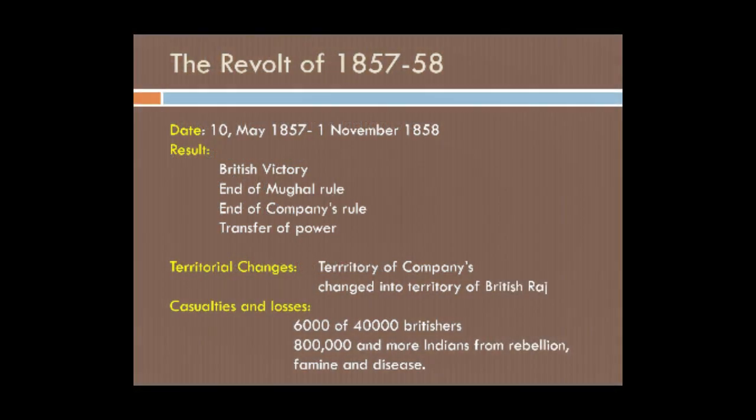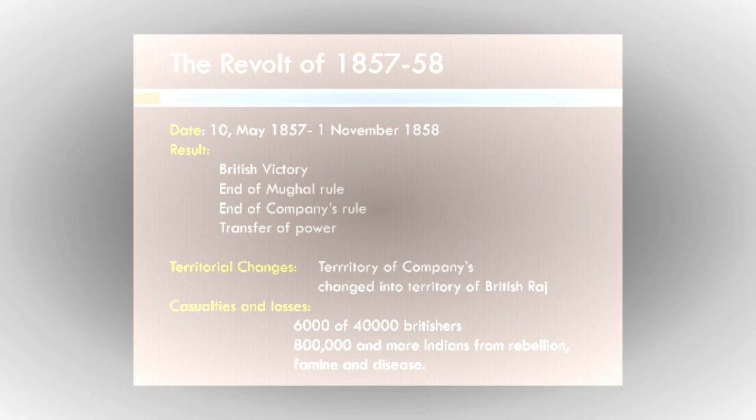Okay, so let's see the revolt of 1857 to 58 in a brief way here. It started on 10 May 1857 and continued till 1st November 1858. Result: British victory, end of Mughal rule, end of Company's rule, transfer of power. Territory of the Company changed into territory of the British Raj. Casualties and losses: 6,000 out of 40,000 British lost their lives and 800,000 Indians or even more lost their lives, not only from the revolt itself, from the rebellion, but also from famine, in which the revolt was the cause, and disease, in which the epicenter was the revolt itself.